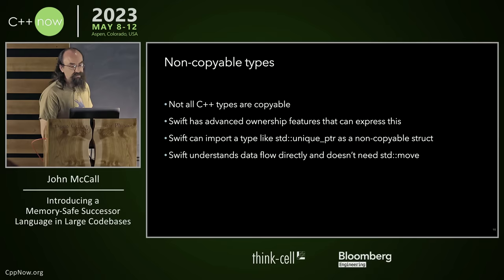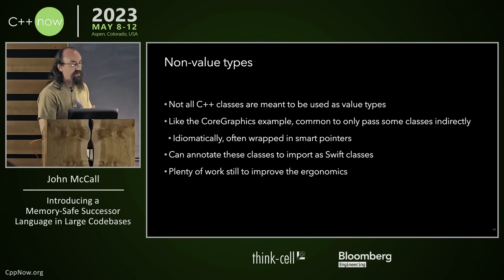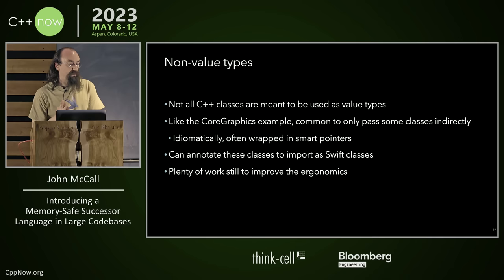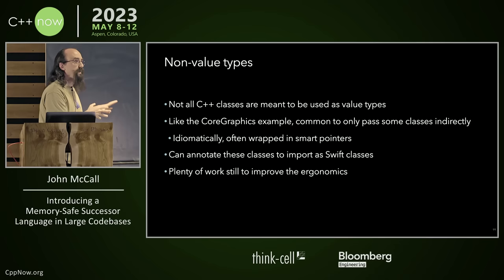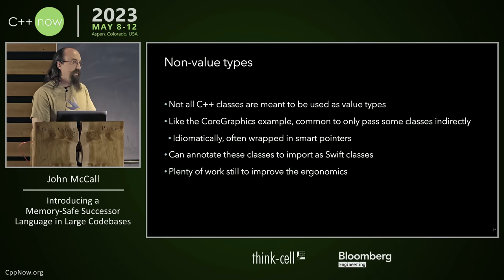Not all C++ classes are meant to be used as value types, like the Core Graphics example. It's common to only pass some classes indirectly. Idiomatically, these are often wrapped in smart pointers. Again, we can annotate these classes so that they're imported as managed or unsafe class types, and we'll understand how to work with them correctly given that annotation. There's still a lot of work to be done here, though.